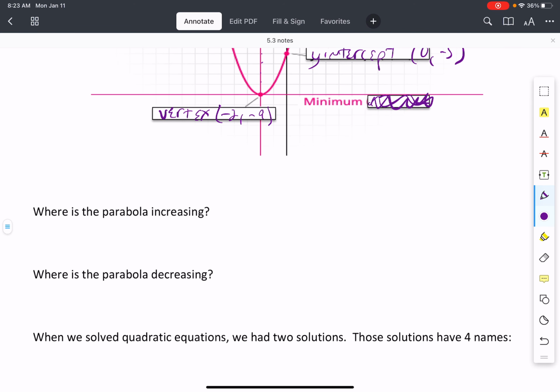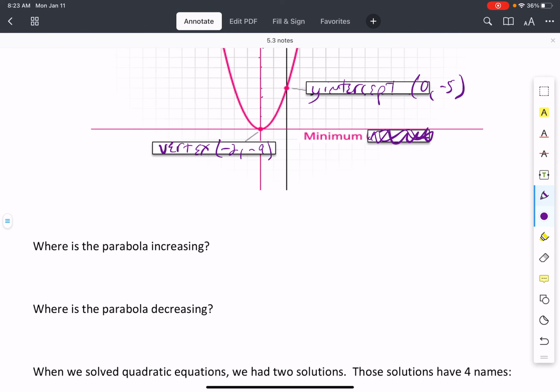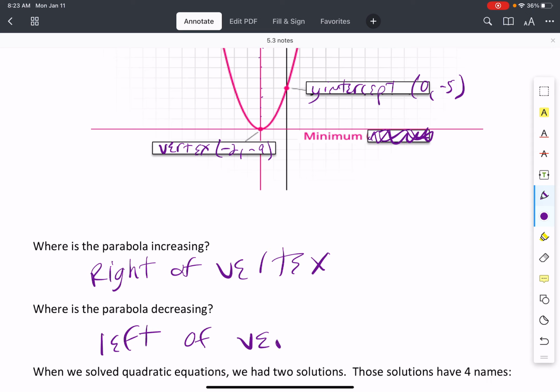So, where is the parabola increasing on this one? Is it left or right of the vertex? Right. Where is the parabola decreasing? That means it's going to be left of the vertex. All right.